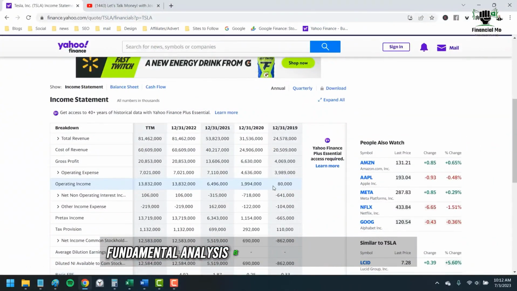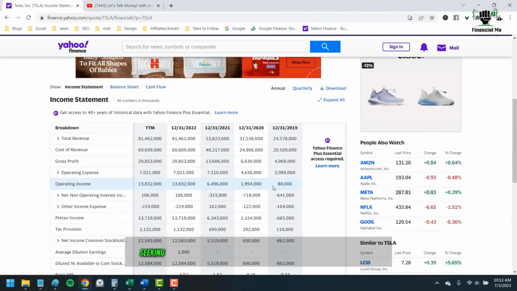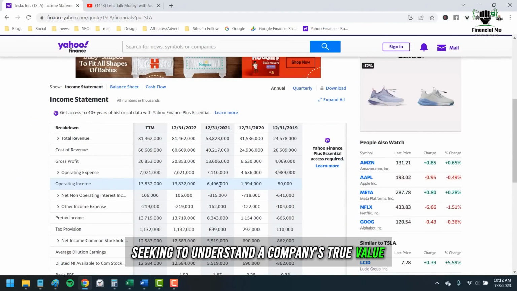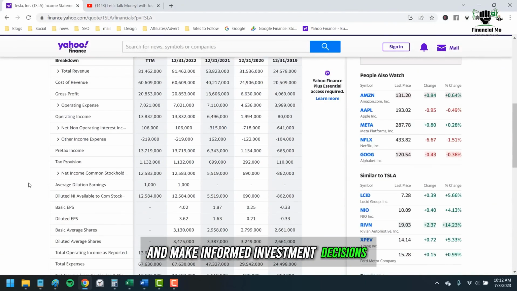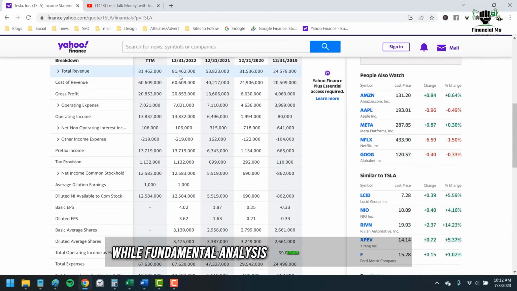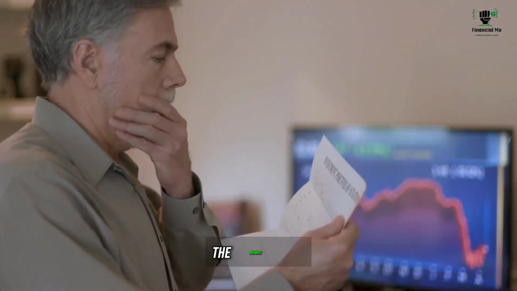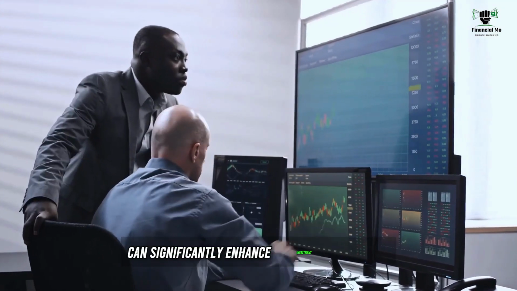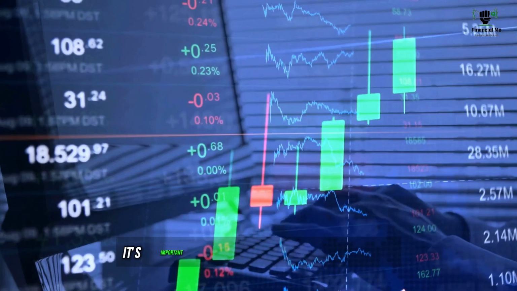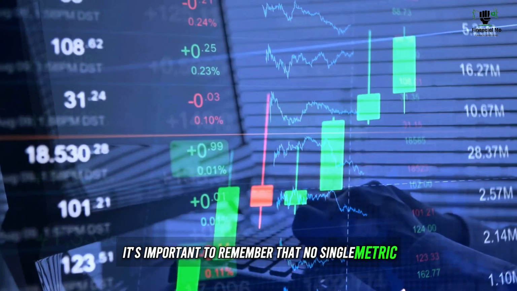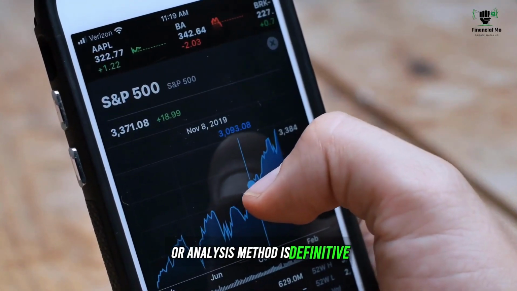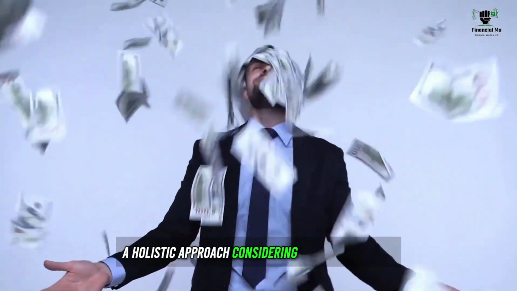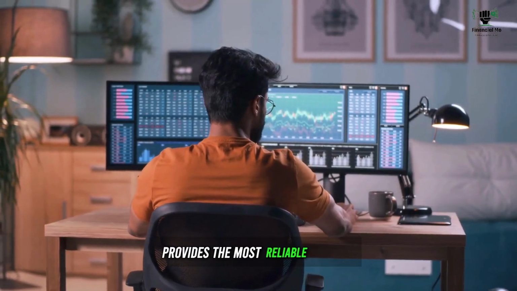Fundamental analysis is a powerful tool for investors seeking to understand a company's true value and make informed investment decisions. While fundamental analysis requires time and effort, the insights gained can significantly enhance investment decisions and potentially lead to better returns. It's important to remember that no single metric or analysis method is definitive. A holistic approach considering multiple factors provides the most reliable results.